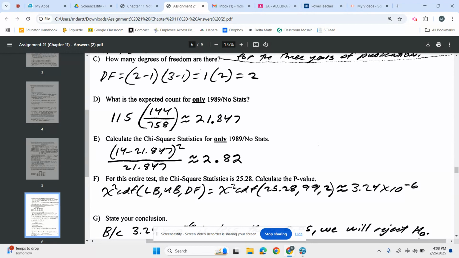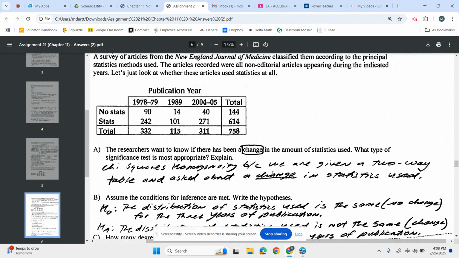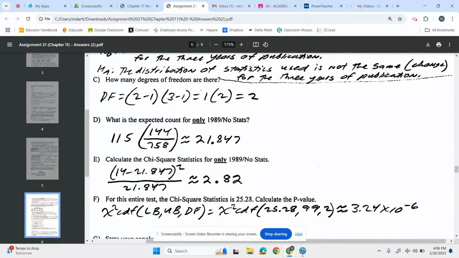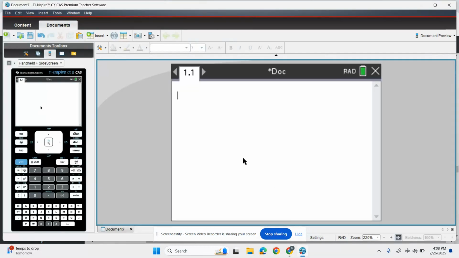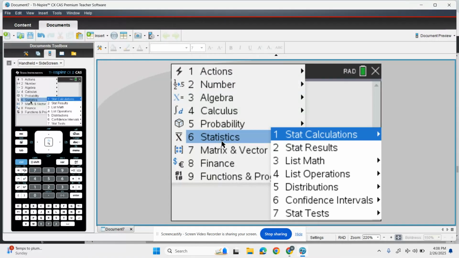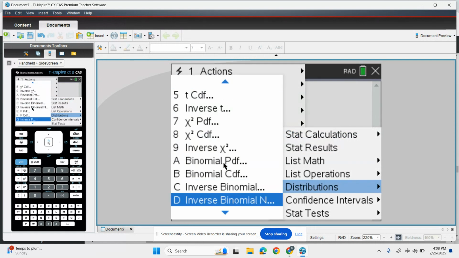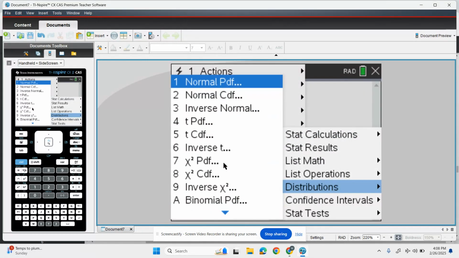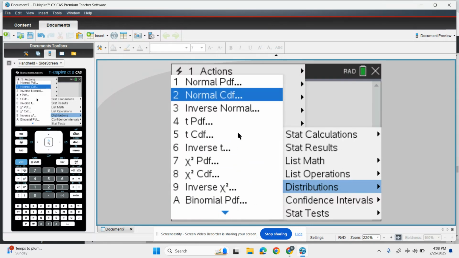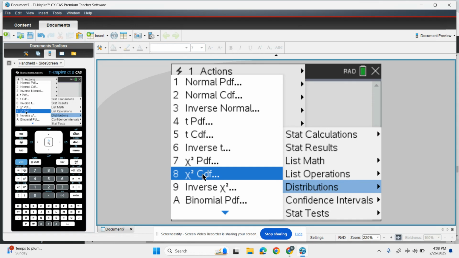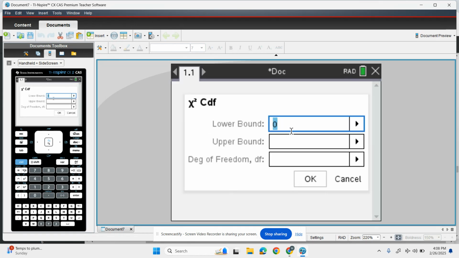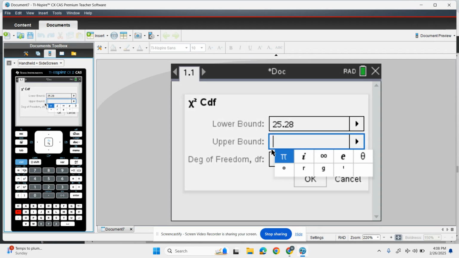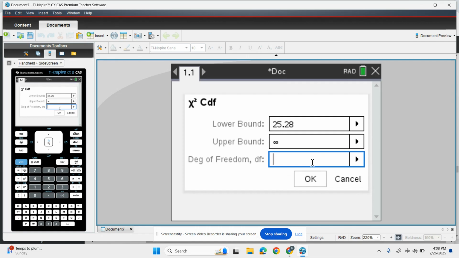Then it says to find the p-value. Now, this is a little different because we could go in and type all this in, but if they already give me the chi-squared statistic, I can easily find the p-value on my calculator using chi-squared CDF. So that's what I'm going to do. I'm going to go menu, statistic, distribution, and here it is right here, number 8, chi-squared CDF. And so my lower bound is going to be that number they gave me, 25.28, because remember, it is always skewed right. So the upper bound, I'm going to put infinity, and then my degrees of freedom was 2.